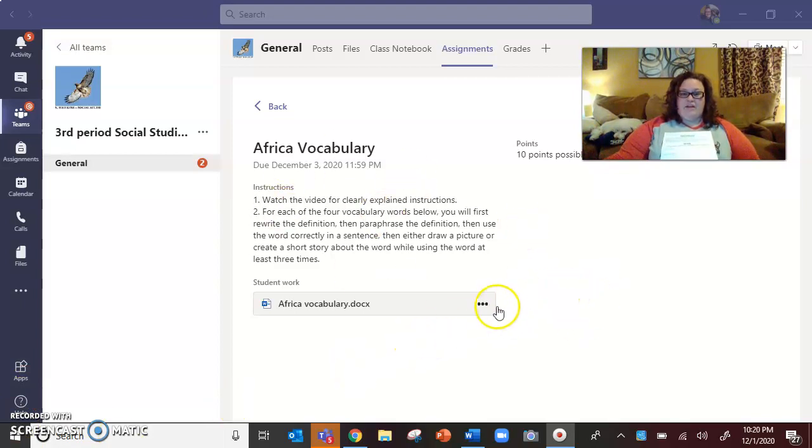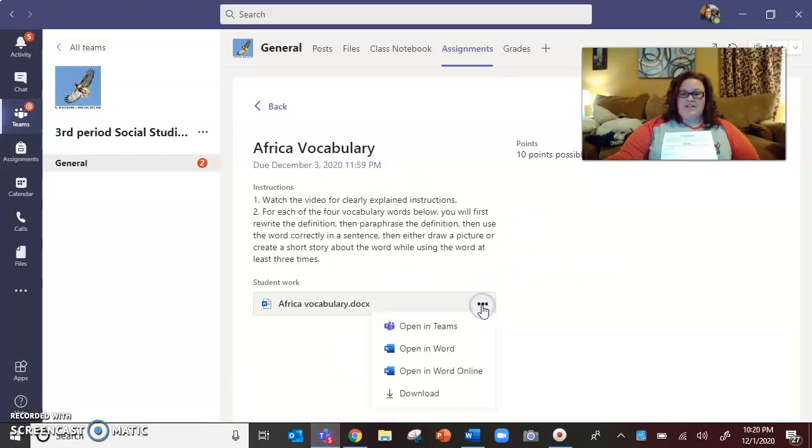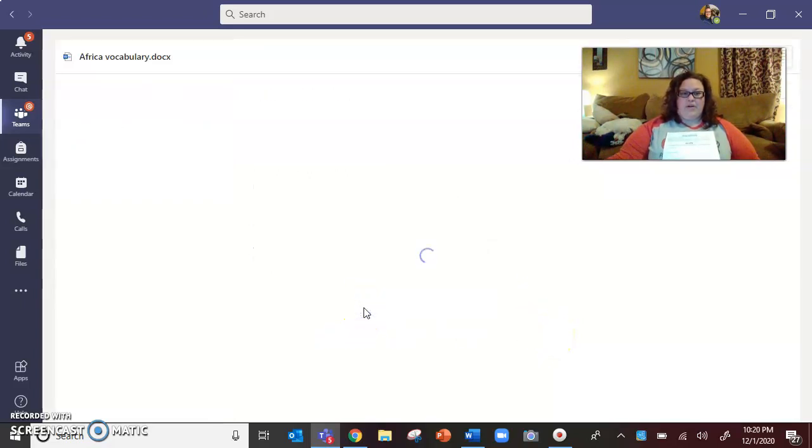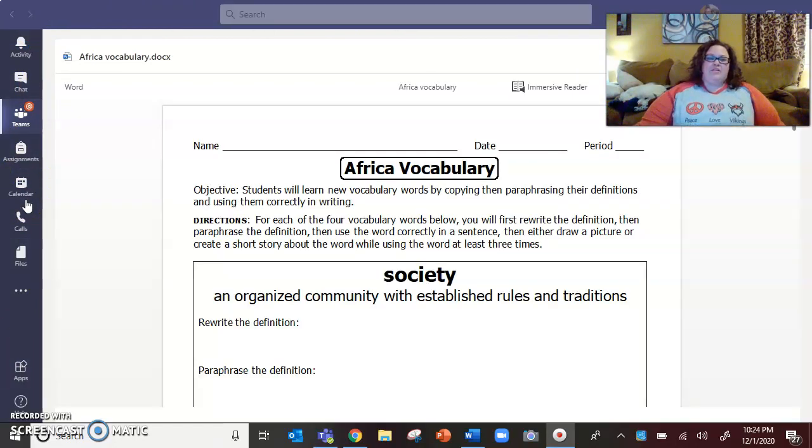So you click the three little dots and then open in Teams. If you open it in Word or on Word online, your edits do not save. So you're going to have to open it in Teams. Okay. So we're going to go ahead and open it. And I know that I've done it correctly because the Teams bar and everything is still up and around on the sides. And there we go. It's popped up.